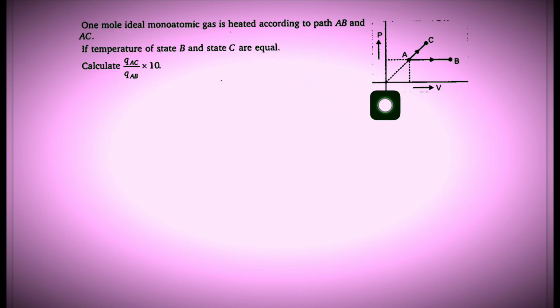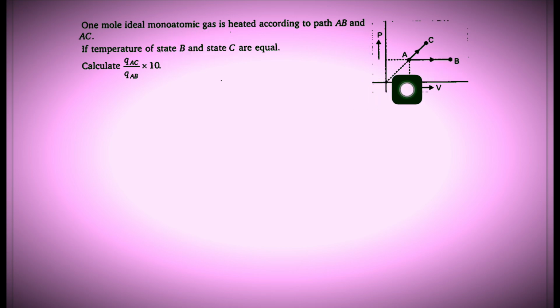We are given a PV diagram here. This is pressure versus volume. AB is one process where the pressure is constant, that is an isobaric process, and AC, that is a diagonal path, where the pressure and volume both increase if you move from A to C, right? But one more thing we are given, that both B and C temperatures are equal. Okay, so delta T in both the cases is equal because the temperature of B and the temperature of C are equal. One more piece of information: the gas is monoatomic.